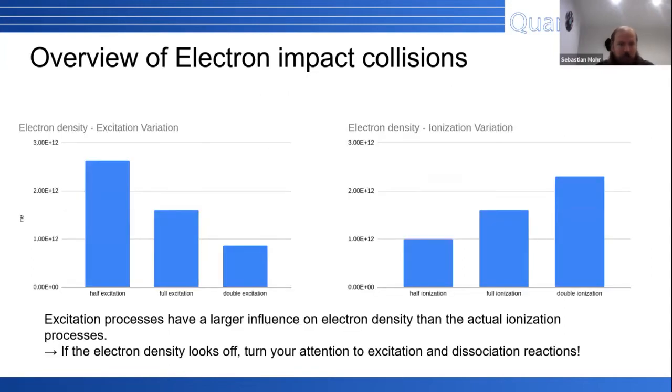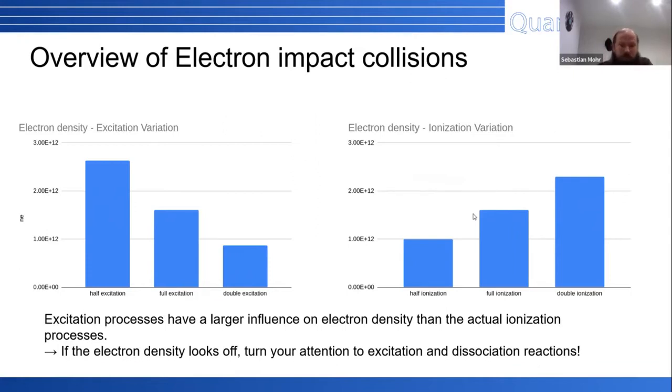To give you an example, here on the left-hand side, you see a very simple argon model. On the left-hand side, we simply varied the rate coefficients or cross-sections for excitation, and on the right-hand side, we varied the rate coefficient for ionization. What's plotted here is the electron density for different values of the excitation or ionization rate coefficients. And you see they both influence the electron density quite significantly.